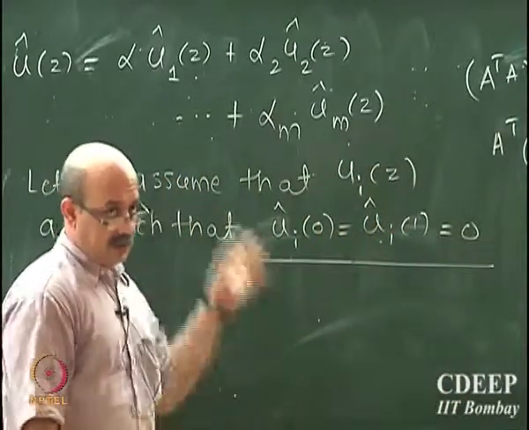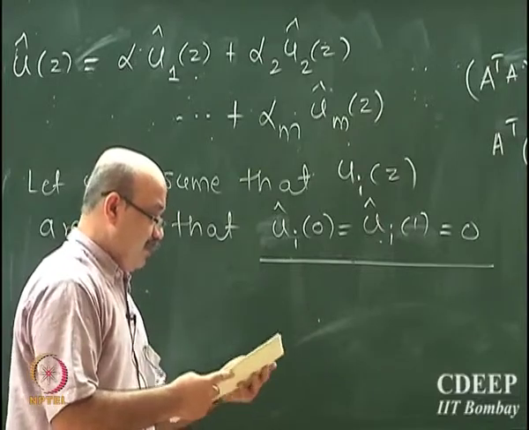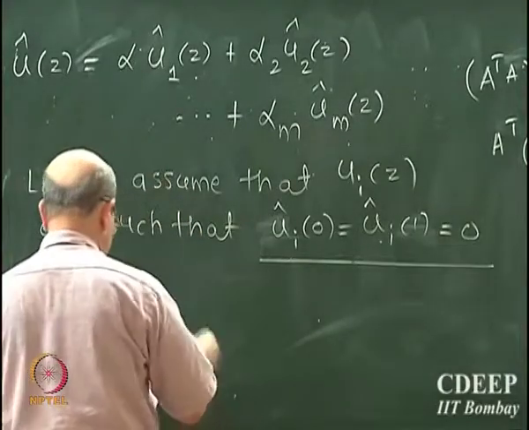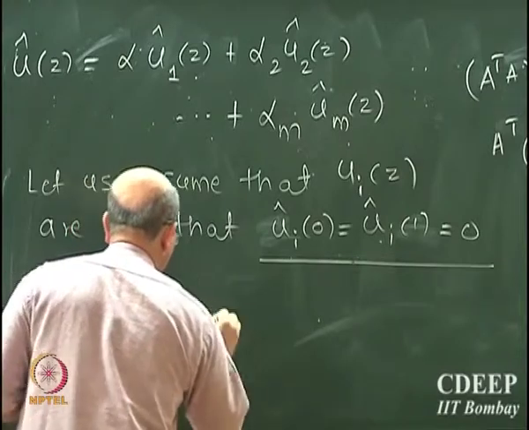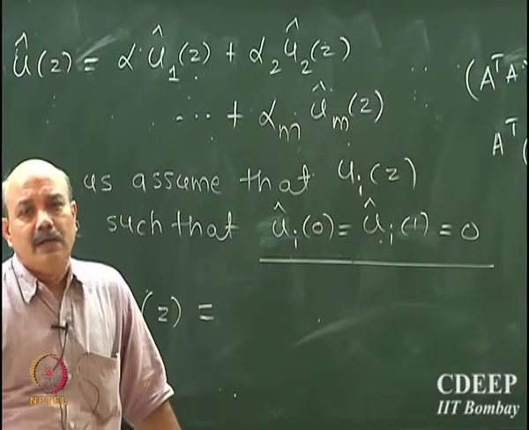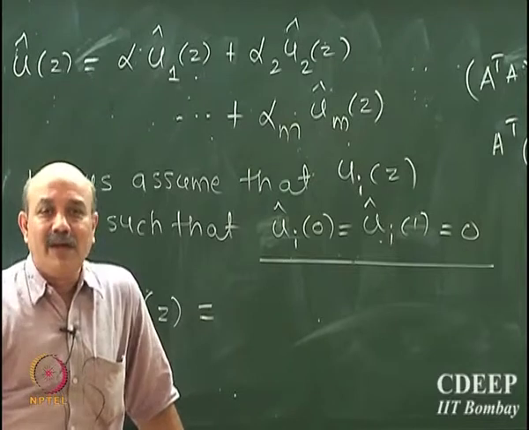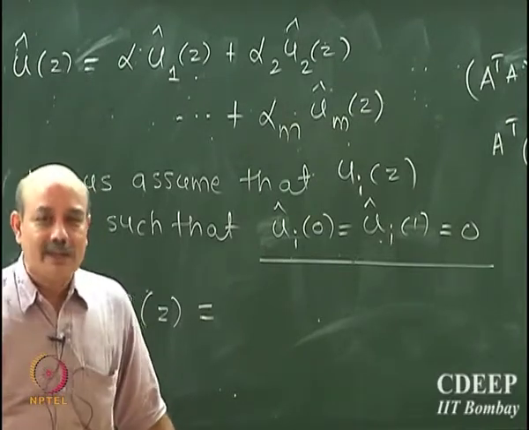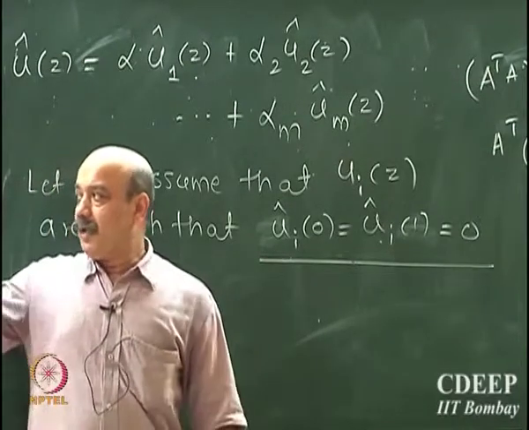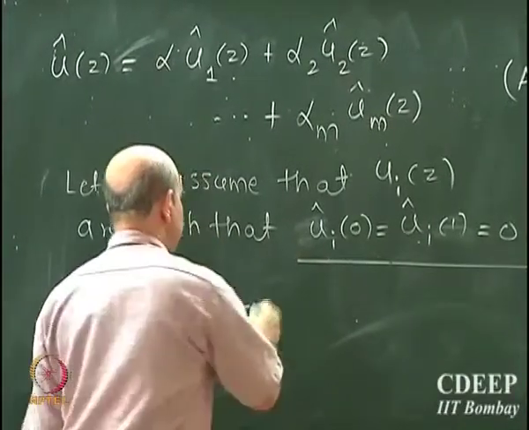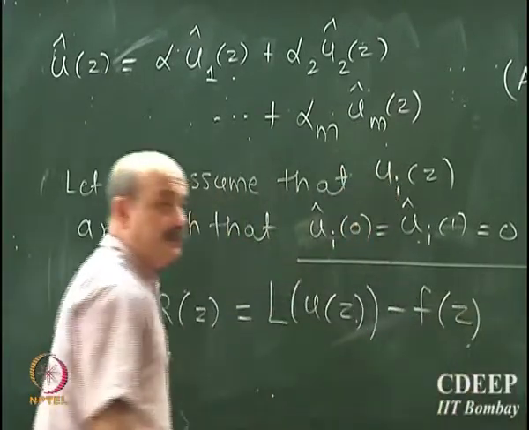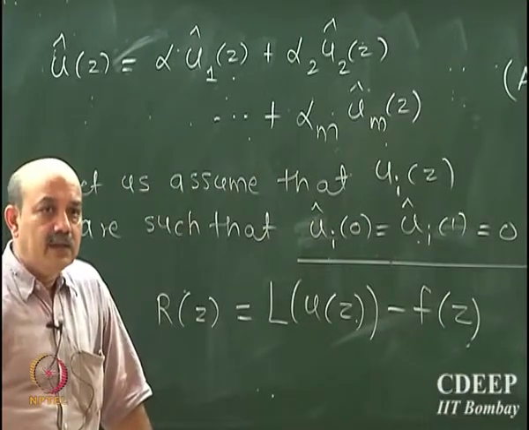So you have to choose these functions in this particular case carefully. Now what I am going to do is define this residual. The terms used are a little different, but the meaning is the same. In least square parameter estimation we call this the error vector. Here we call it the residual vector. The residual is between the left hand side and the right hand side. So the residual is between L U Z minus F Z. This is my error vector.